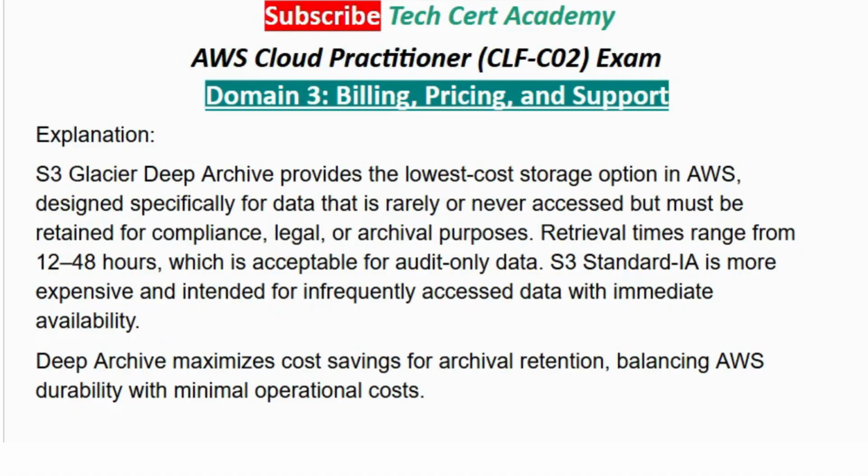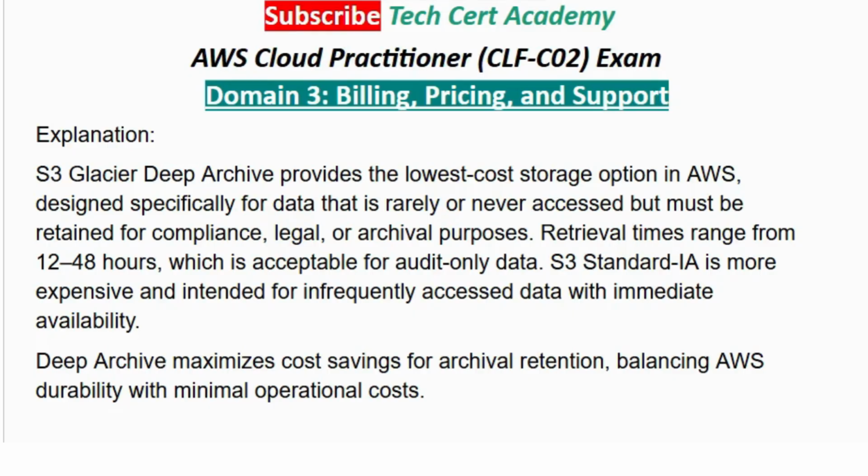S3 Glacier Deep Archive provides the lowest cost storage option in AWS, designed specifically for data that is rarely or never accessed but must be retained for compliance, legal, or archival purposes. Retrieval times range from 12 to 48 hours, which is acceptable for audit-only data.